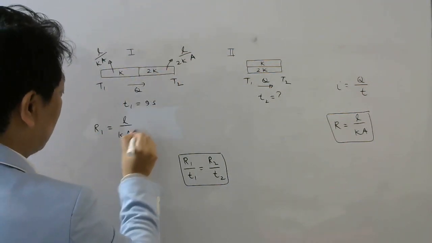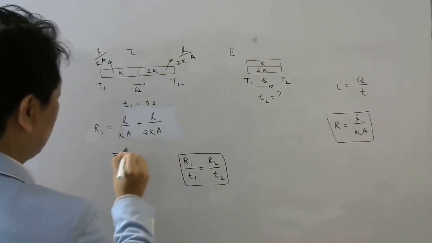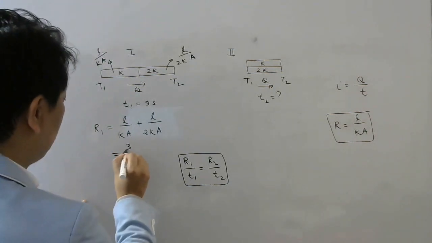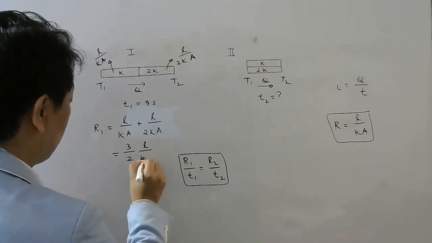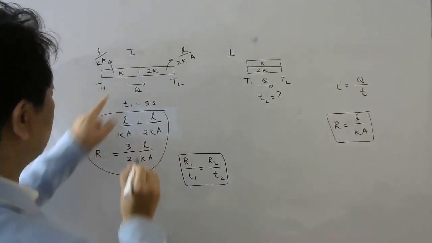So L divided by Ka plus L divided by 2Ka. Here if I take L by Ka common, I will get 1 plus half. 1 plus half will be 3 by 2 L by Ka. So this is the resistance of the first configuration.